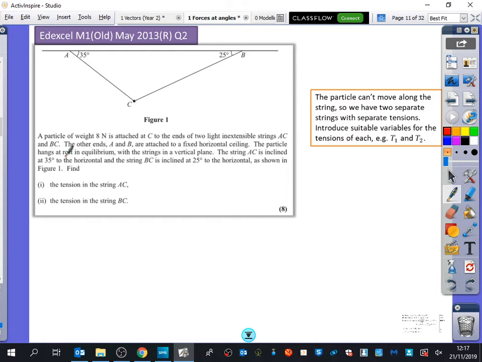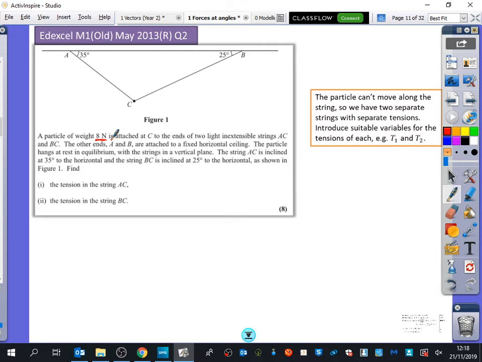The particle hangs at rest in equilibrium with the strings in a vertical plane. All it's still saying is it looks just like the diagram. They're not saying anything new here. The string AC is inclined at 35 degrees to the horizontal, and the string BC is inclined at 25 degrees to the horizontal, as shown in figure 1. That paragraph is just what's in the diagram. All they've told you is, by the way, these lines, they're strings. That's the only important thing in the whole question there.